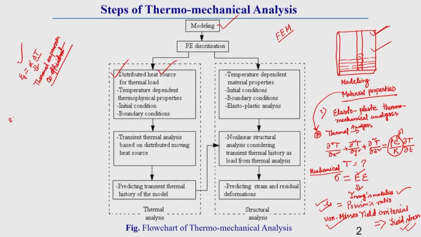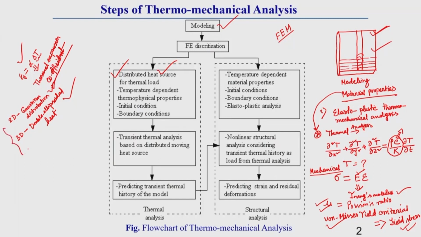So, for 2D case you can use Gaussian distribution type of heat source. For 3-dimensional case you can use Goldak double ellipsoidal heat source, or you can develop your own volumetric heat source. This is a volumetric heat source, this is a surface heat flux model. This is a very popular one.